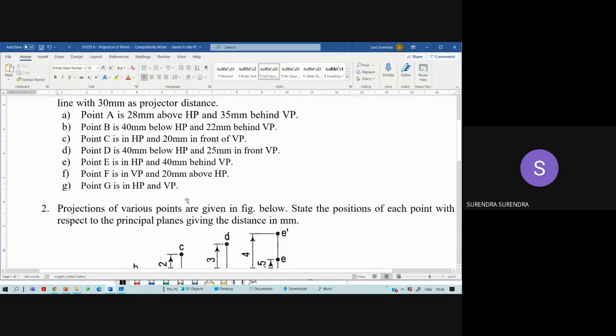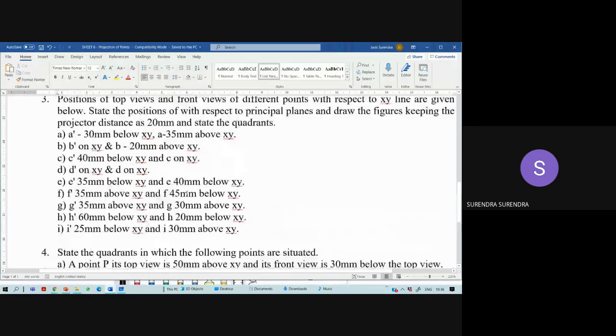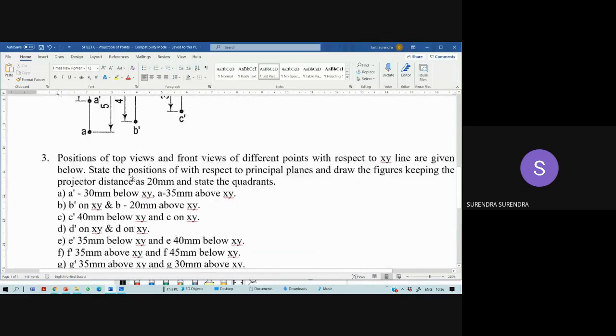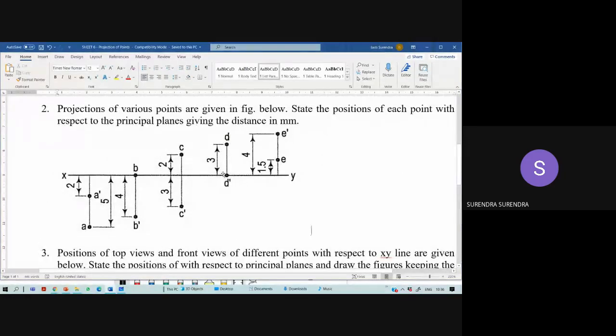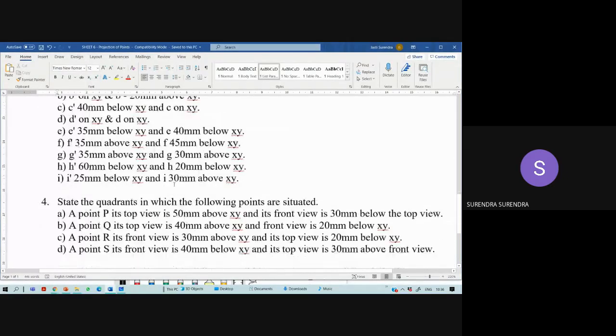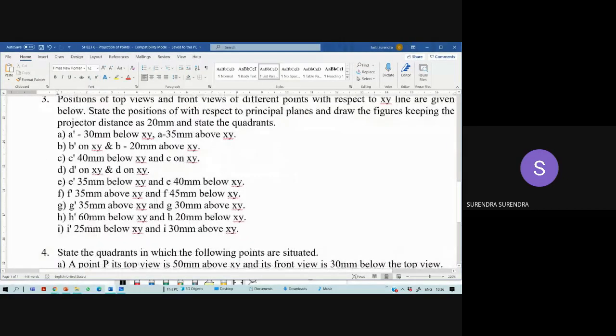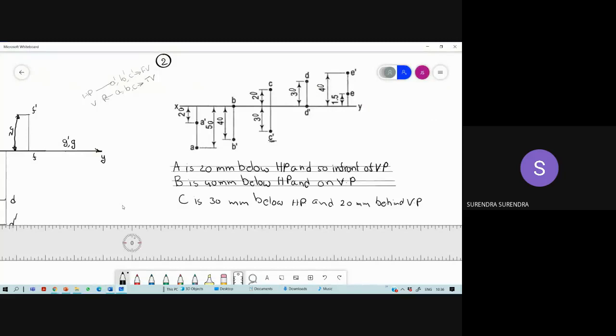Now coming to the third problem. I will draw this and you complete them. The second and third are almost the same, but in the second problem everything is given in a figure, while in the third problem these positions are represented as a statement. So first of all, we have to represent this on a figure. Problem 3.